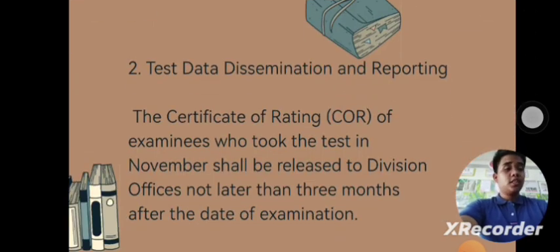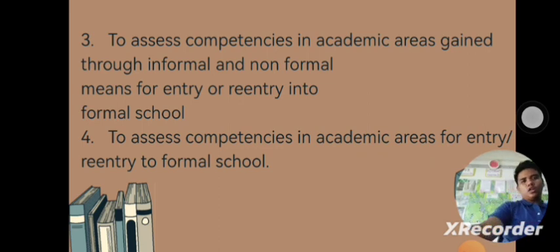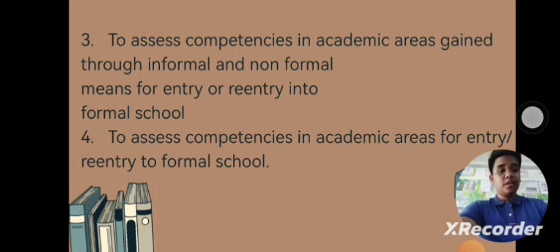Those are the things that the test results are utilized for, right? Do you get it? Let's go back. So the keyword here is to assess. It's just assessing the learning standards of the takers, or the examiners, not examiners, the examinees. Okay.